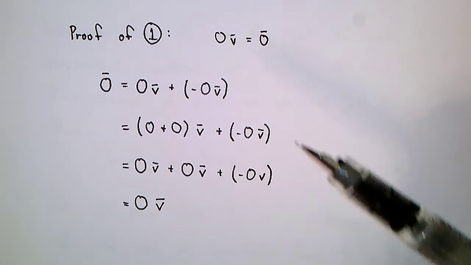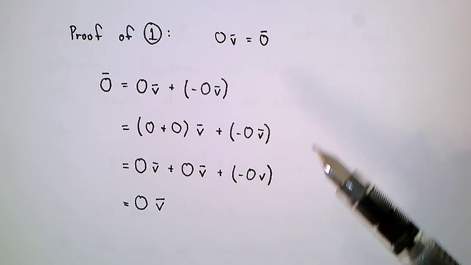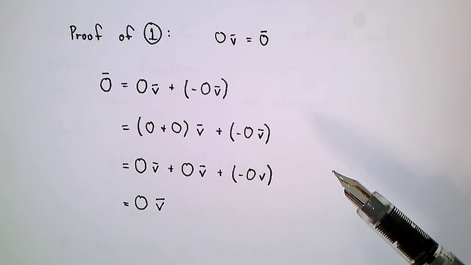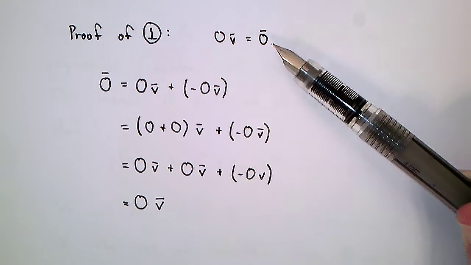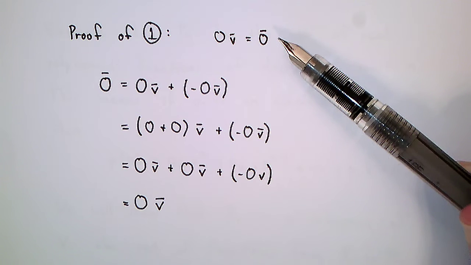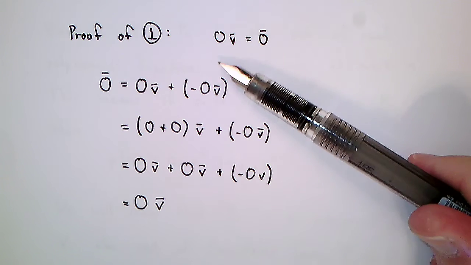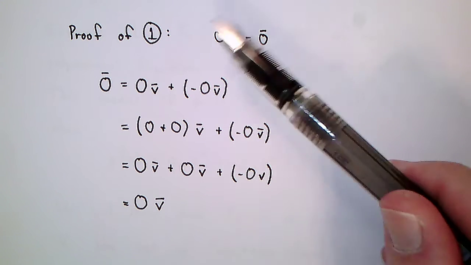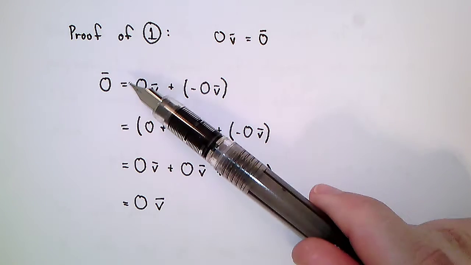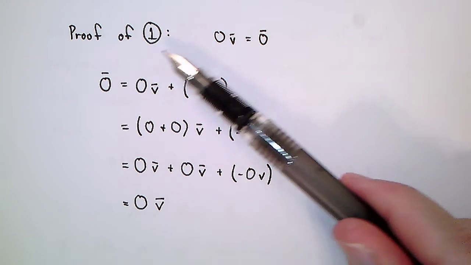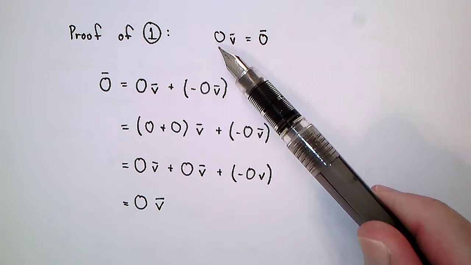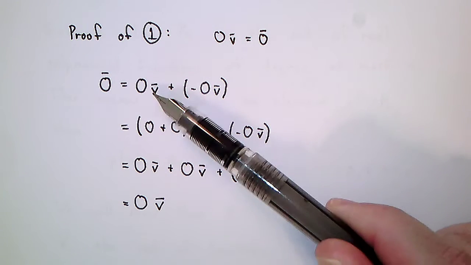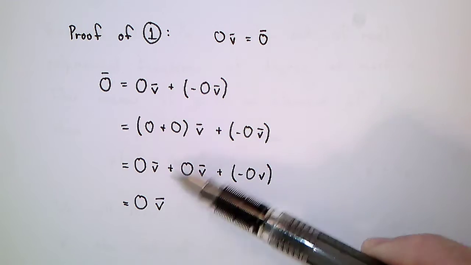So one thing that you have to be careful about when you're doing proofs like this is to make a distinction between the 0 vector and the 0 scalar. So the way I've done that here is by putting a bar above the 0 to represent the 0 vector, and the other zeros without bars are scalars. So these are all scalar multiplication down here.